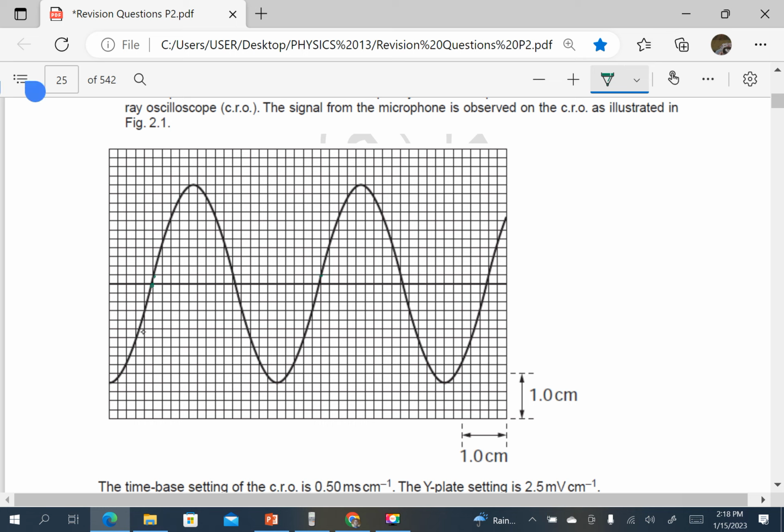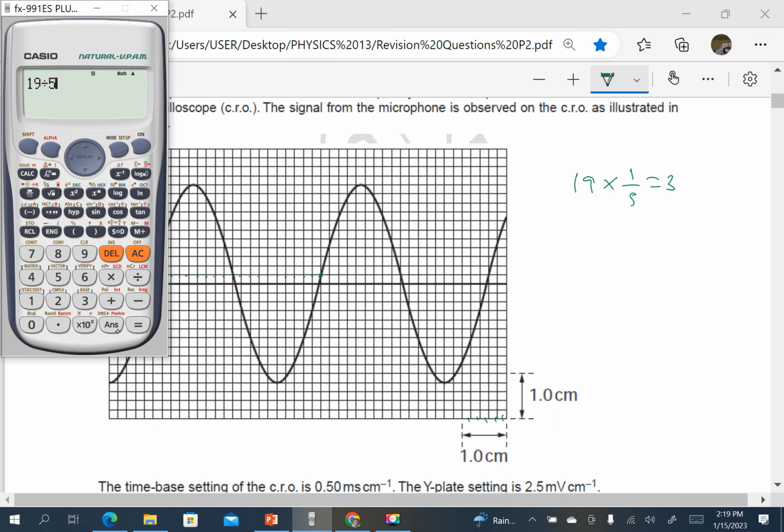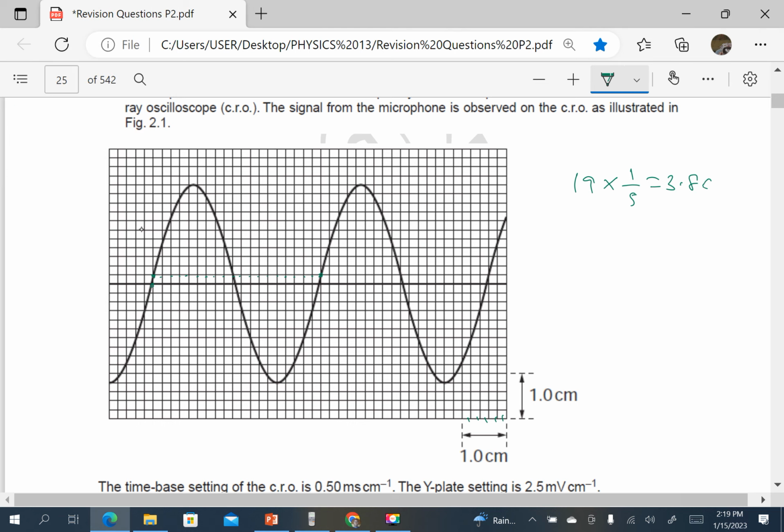and this point maybe. This point here and this point, I think these 2 points are corresponding points. I think they can represent one cycle. So we want that length. This is 1, 2, 3, 4, 5, 6, 7, 8, 9, 10, 11, 12, 13, 14, 15, 16, 17, 18, 19. There are 19 small squares representing one cycle, but each small square is 1/5 because 5 small squares represent 1 centimeter. So this reading is going to be 19 divided by 5, that is 3.8. So one cycle is represented by 3.8 centimeters.